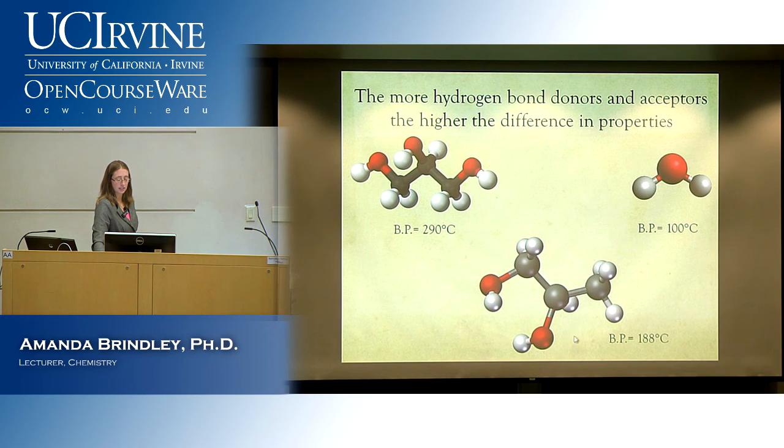Here, how many do we have? We have two, right? One here and one here. And we have a little bit lower of a boiling point. Sure, it's still high, but it's lower than this one. Now we look at water, where we just have two of the donors. And there's the two lone pairs, so arguably two acceptors. But you have less. It's 100.